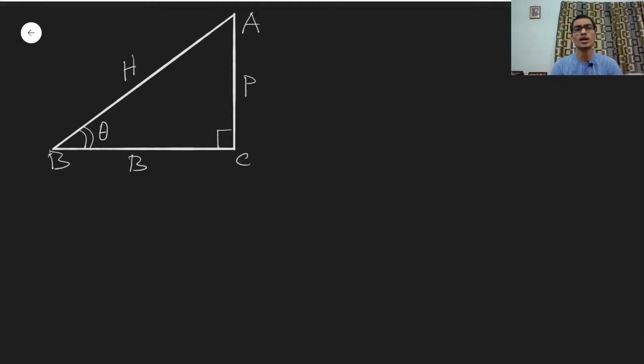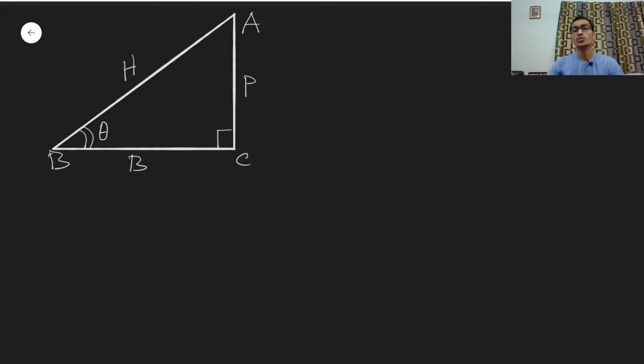Actually, this is simply a notation of the angle B. The value of theta may be 30 degree, 45 degree, 40 degree, 60 degree or any value you can consider. So actually, we denote that angle as theta.